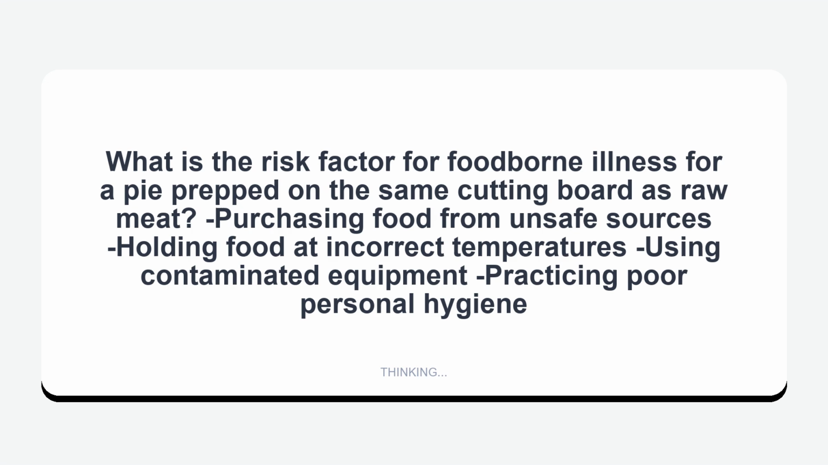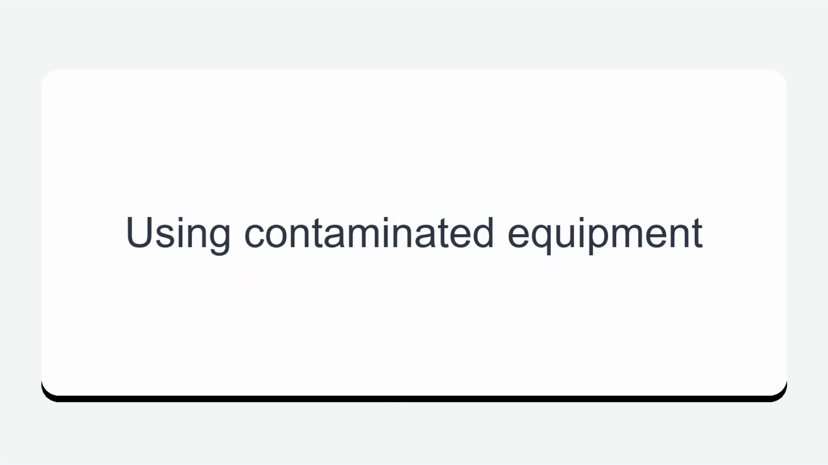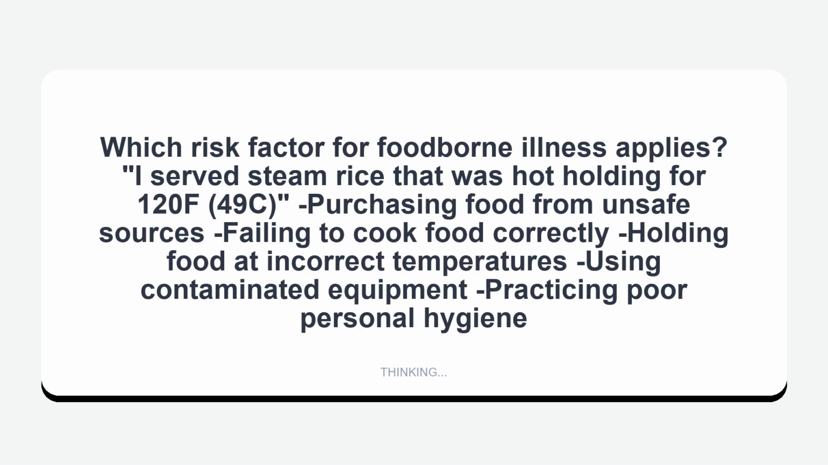What is the risk factor for foodborne illness for a pie prepped on the same cutting board as raw meat? Purchasing food from unsafe sources, holding food at incorrect temperatures, using contaminated equipment, practicing poor personal hygiene. Answer: using contaminated equipment.